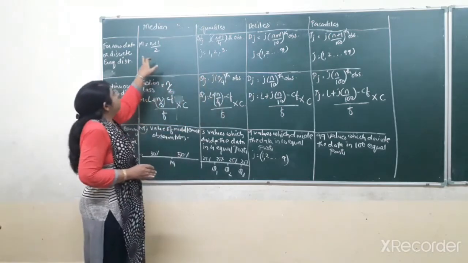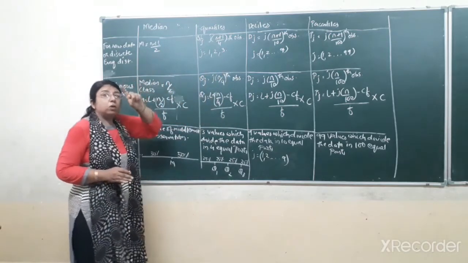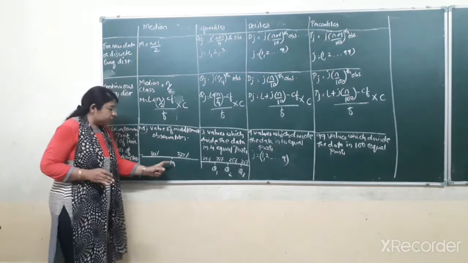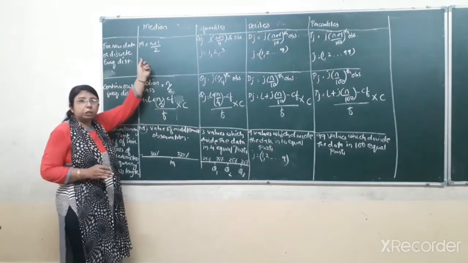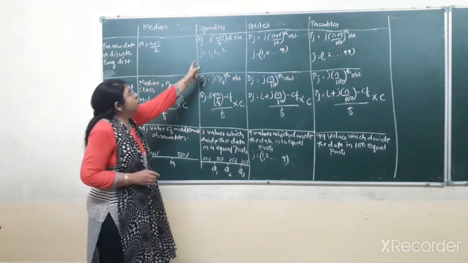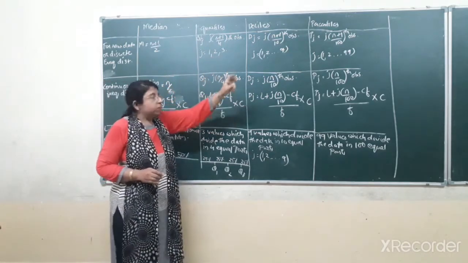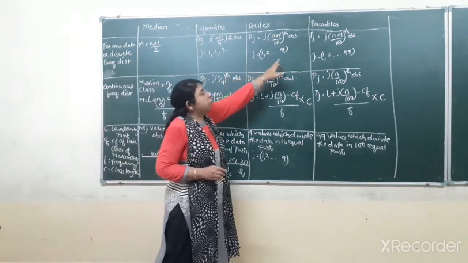Over here for median we don't have to take the value of j because there is only one value, that is the median, dividing into 2 equal parts. So there will not be any representation of small j. For quartiles, small j will be 1, 2 and 3. For deciles, j is equal to 1 to 9.